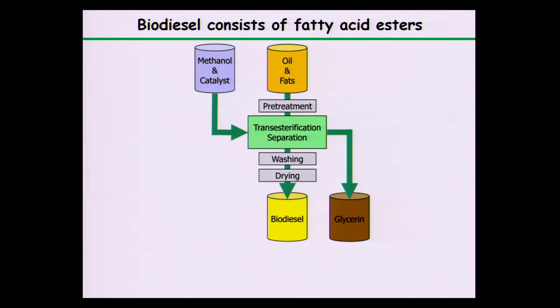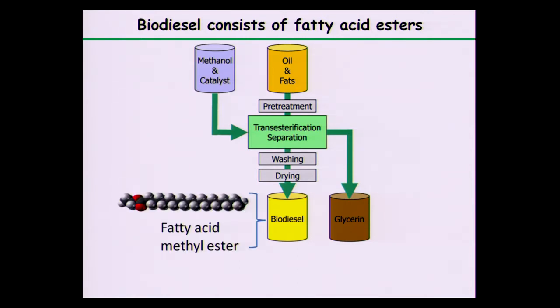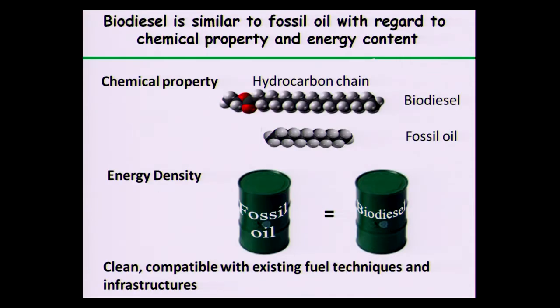So what is biodiesel? Biodiesel consists of fatty acid esters. It's made by reacting methanol typically, though we can use other alcohols as well, with oil to produce fatty acid methyl ester in this case, by a reaction called transesterification. In terms of chemical properties or energy content, biodiesel is very similar to fossil fuels.